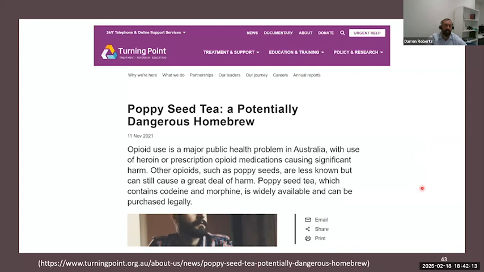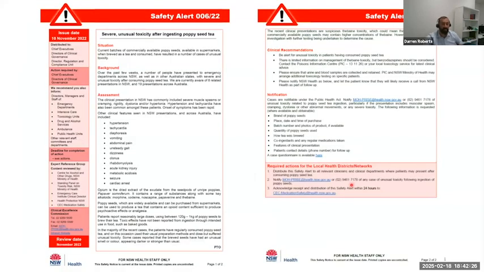Turning Point down in Victoria put together this website talking about the harms of poppy seed tea. But I don't think anyone really understood how much poppy seed tea was being used or misused until we had this event late in 2023. And what happened here, this is picked up by toxicologists, was that all of a sudden we were seeing a bunch of people developing seizures which persisted, were refractory to treatment, and we even had patients dying from severe metabolic acidosis from all these seizures. This related to consuming poppy seed tea.